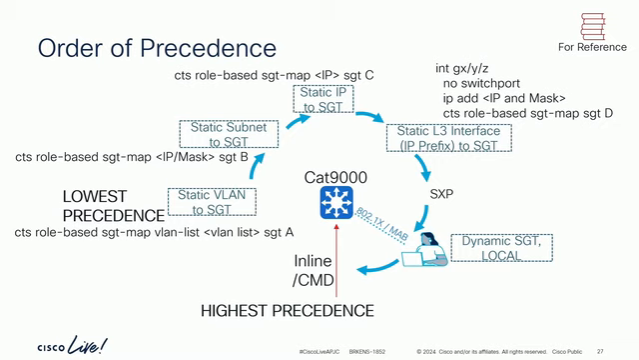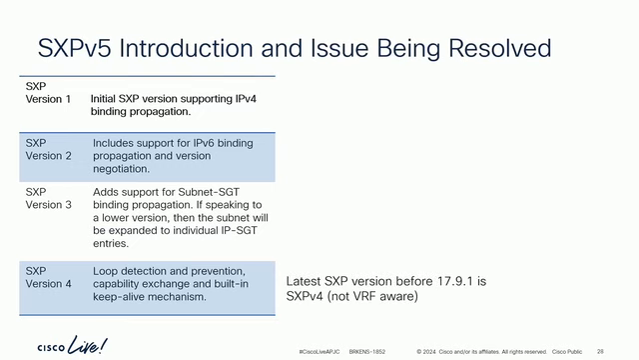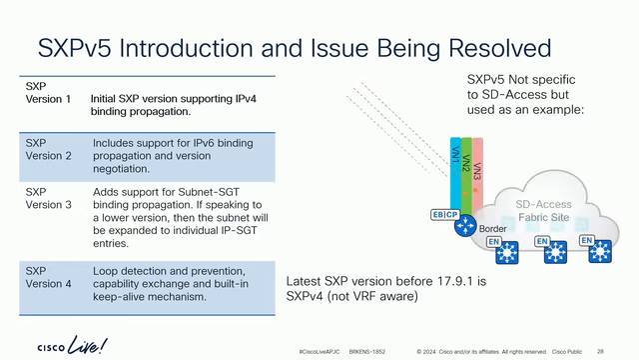This was just for reference. SXP, for the last few years, we've been using SXP version 4, the latest version. But we had a bit of a challenge there, and SD-Access sort of brought this to the front. This is just an example, but in SD-Access you have virtual networks, which is akin to VRFs on the devices. And you might want to send IP to SGT bindings to a border, for example.